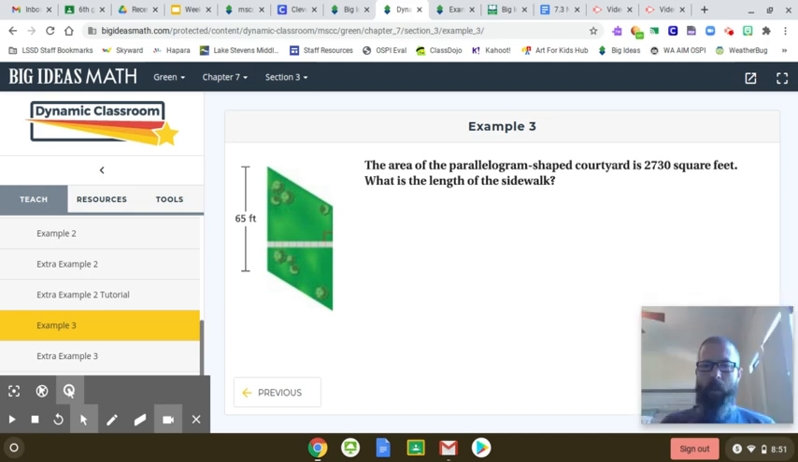What's happening, sixth graders? We're back, example 3 now, and we're going to have a little bit of story problems, but still doing the same concept here. So this says the area of a parallelogram-shaped courtyard is 2,730 square feet. What is the length of the sidewalk? So we've got to figure out the equation and solve it, right?